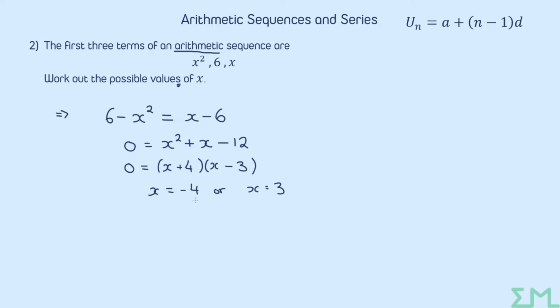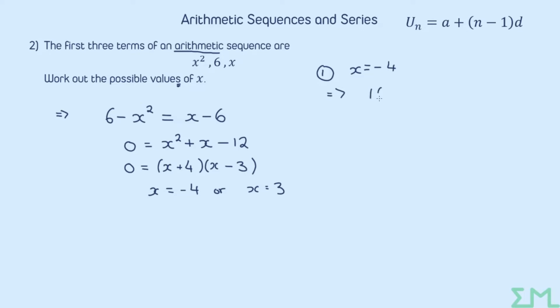Okay, so we can stop there if we want, that's all the question asks for, but let's just check out the 2 sequences that we would get, make sure they make sense as arithmetic sequences so that we can feel assured that we have done the right thing for this question. So, option 1, x is negative 4, what will this look like?